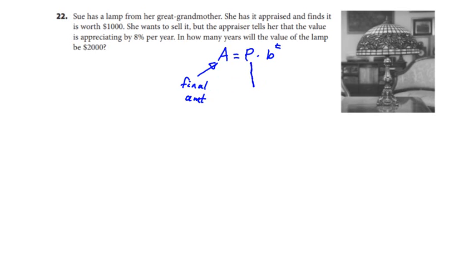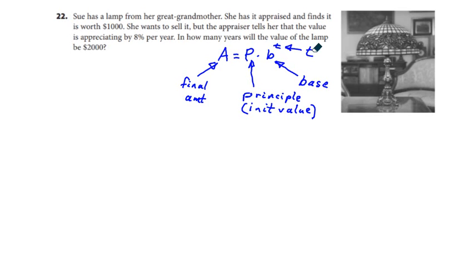This P stands for principal. And principal, another way to say this is initial value. Or you can call this the y-intercept if you want to. And B is going to be our base. And then T is our independent variable, and T is often used here to represent time.